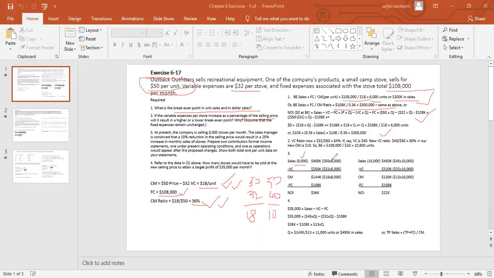Well, 8,000 times 50 is 400K, and then times 32 here is 256K, or you can go straight to contribution margin. You say 18 times 8,000. So see, if you're comfortable, you skip these two pieces already, because you just know it's 18. So fixed cost 108. So currently you're making $36,000 in profit.